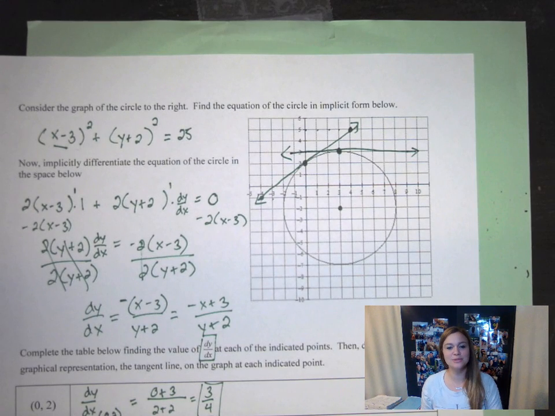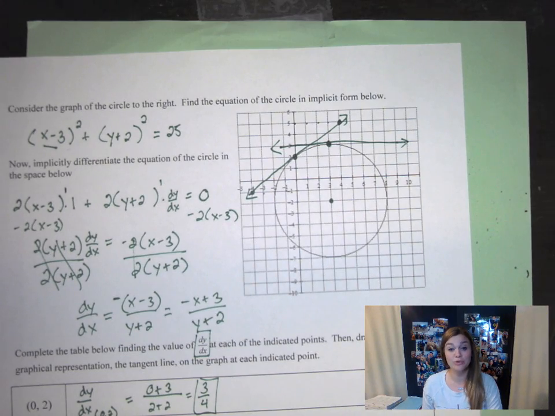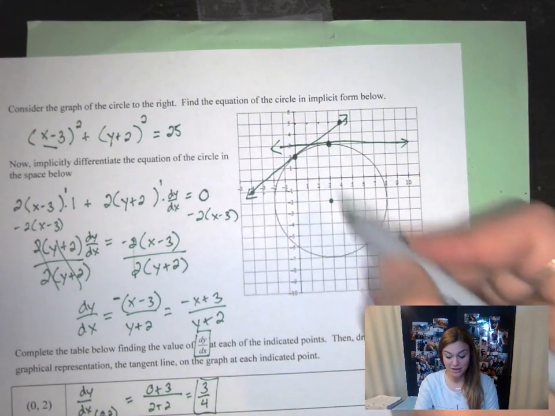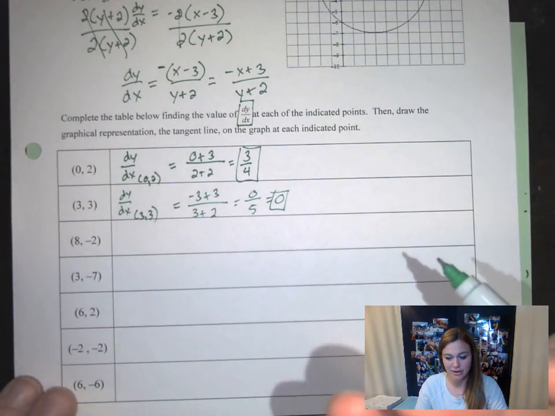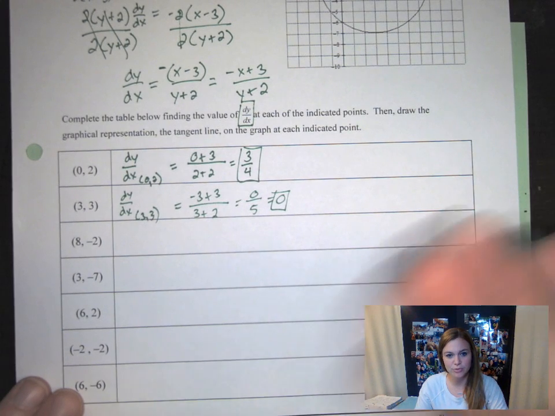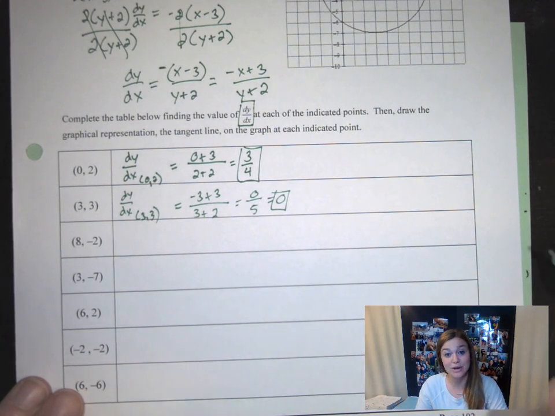And that's okay. So this one has a horizontal tangent at x equals 3, or I should say at the point (3, 3), because x equals 3 could be here or here. So this is technically not a function because I don't have one output for every one input. It doesn't have exactly one output.